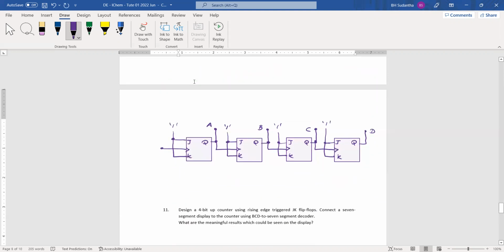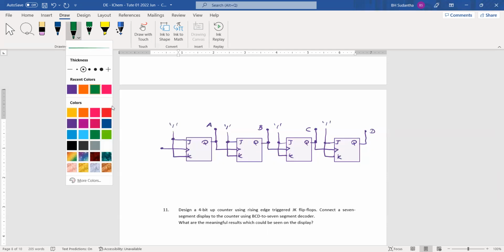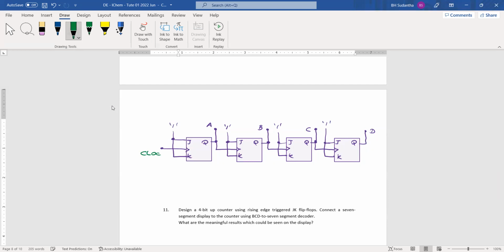Okay, then when we give the clock input here, the frequency is F. From this output, we will receive F by 2. This is F by 4. This is F by 8. And from this, we can take the F by 16 output.